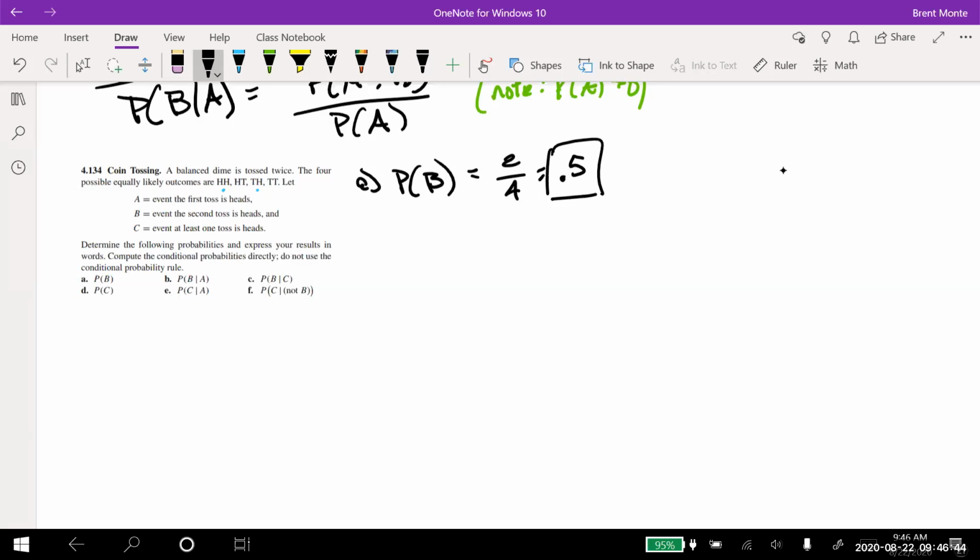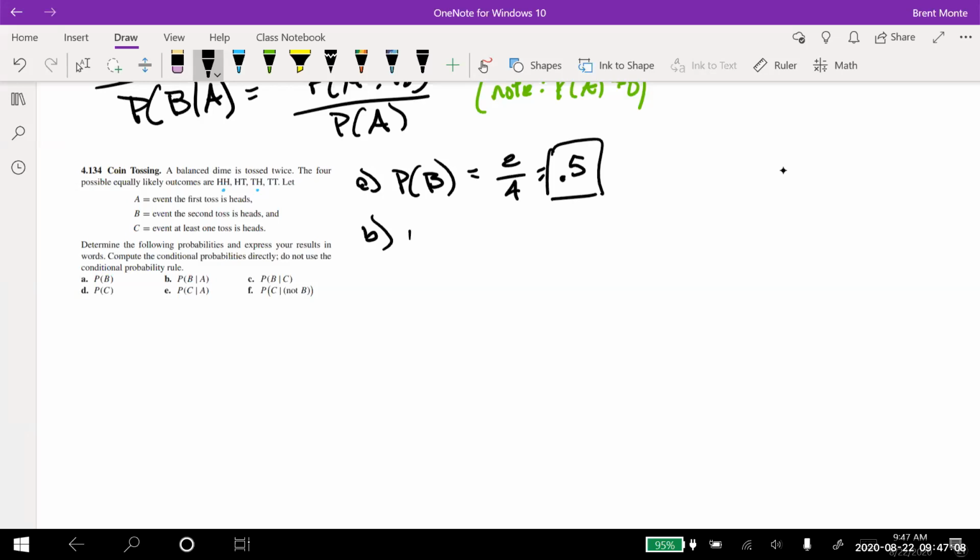And notice that should be true, because the chance that the second toss is heads, even if we don't know anything about the first toss, should be 1 out of 2, or 0.5. If they say put that in words, I would just say the probability is 0.5 that the second toss is a heads. So I'm not going to put these in words. We'll say the words as we read the problem and talk about what it means.